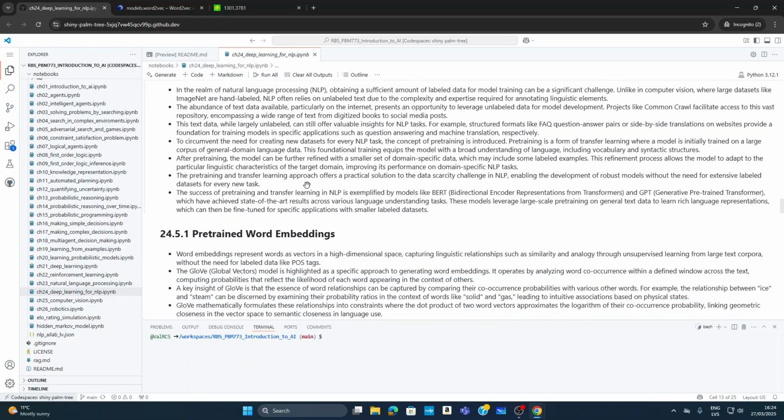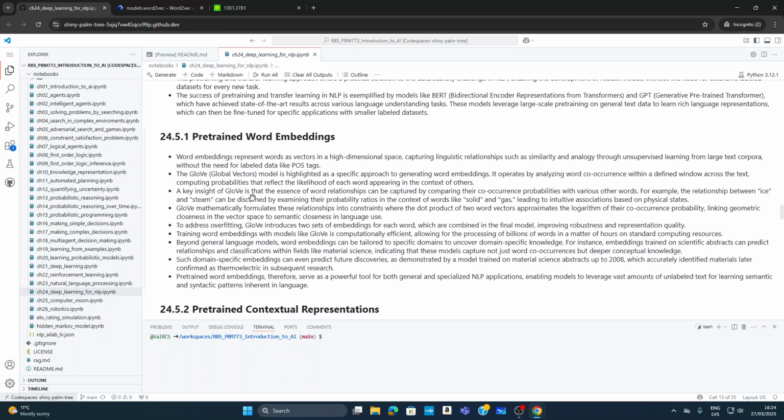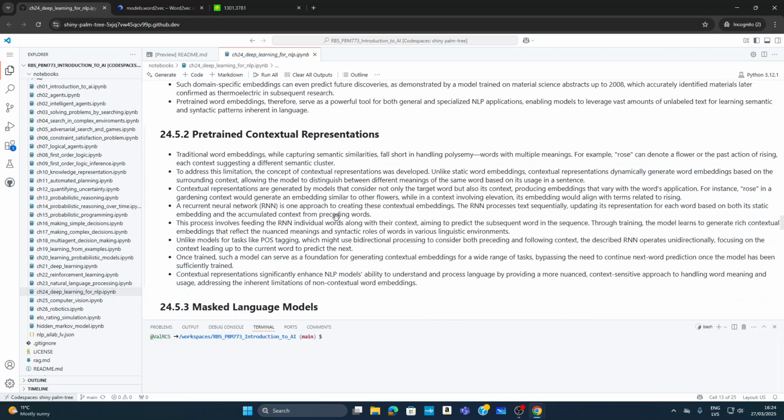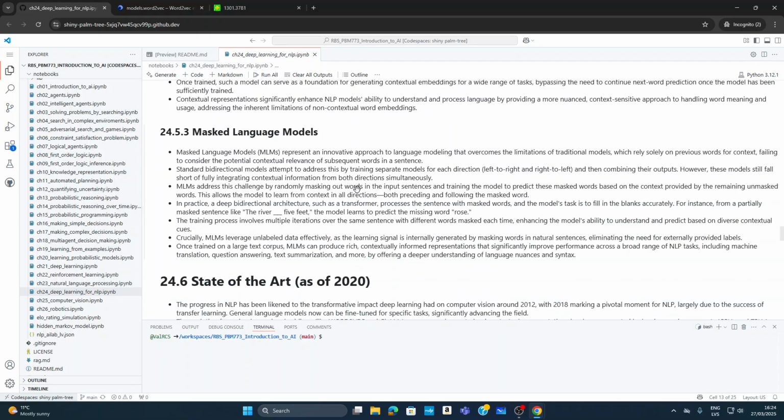Now, pre-trained word embeddings. GloVe, I won't talk too much about it, it's extremely similar to Word2Vec as far as how it works. We get the embeddings, and there are other embedding models. Another very cool thing is masked language models. The RNN and LSTM models are based on previous words.